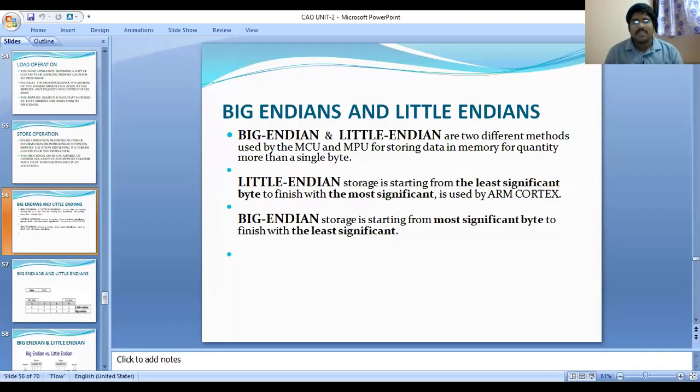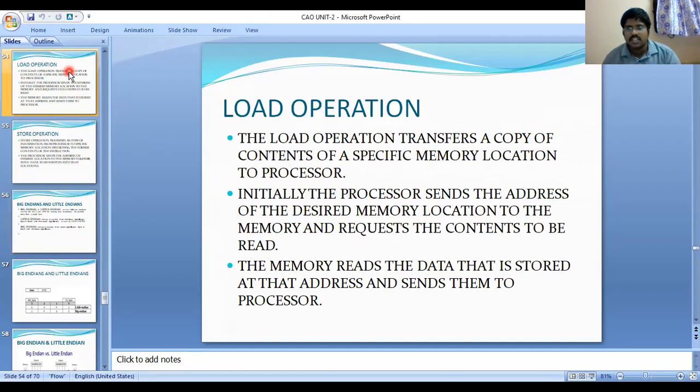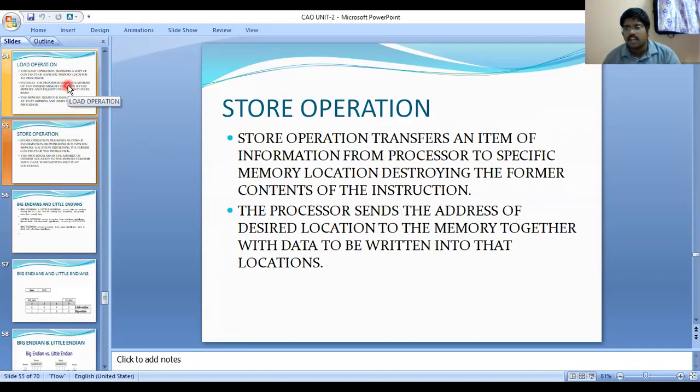Okay. So in the previous class, we discussed load operation and store operation, isn't it? So in this class, we are going to discuss these Endians. What do these Endians mean, and what is the purpose of these Endians? That we are going to discuss now. In the last class, we discussed two instructions. What are the instructions? Load instruction and store instruction. Isn't it?